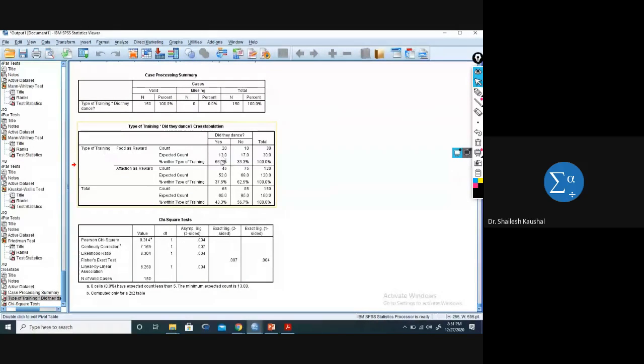But whether it is significant or not, who will tell us? This p value, the asymptotic p value, and this is the value of chi-square, 8.314, and this is the p value. It is less than 0.05. It means for animals, food as a reward works. Okay, so this would be our interpretation.